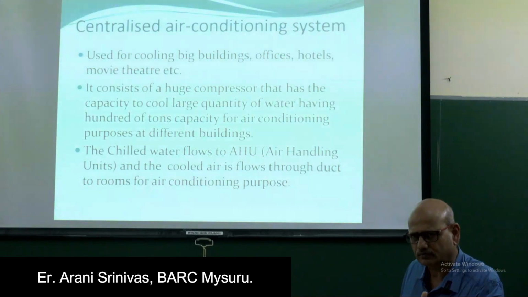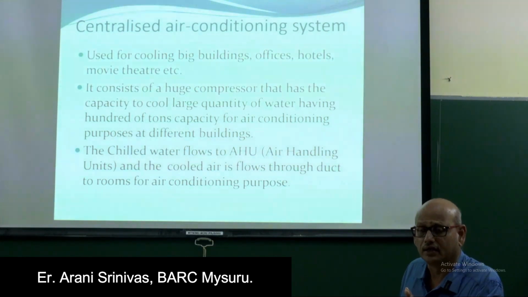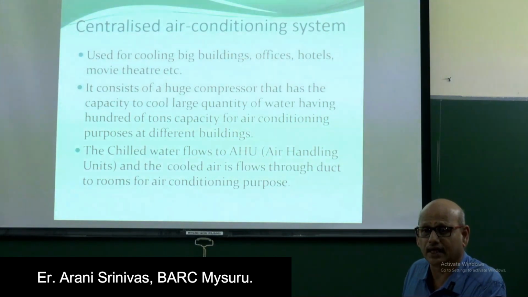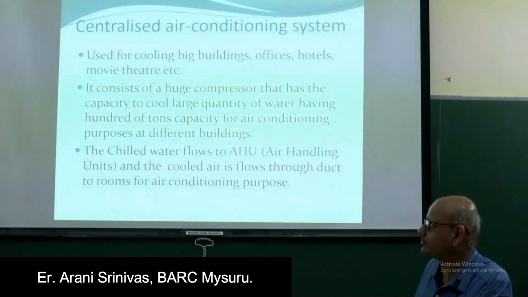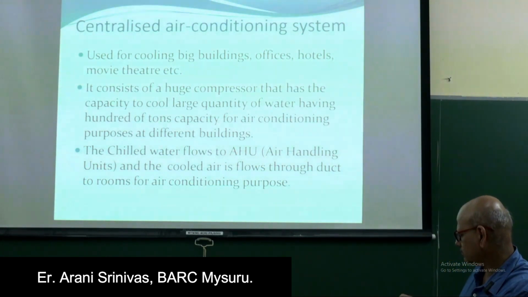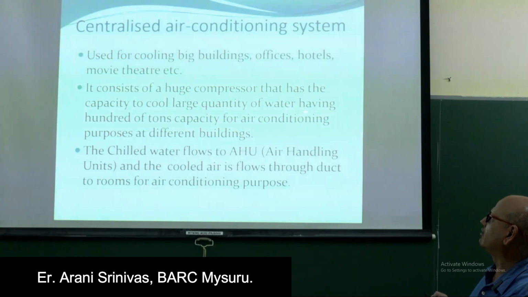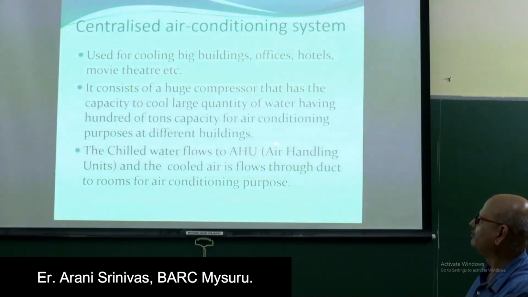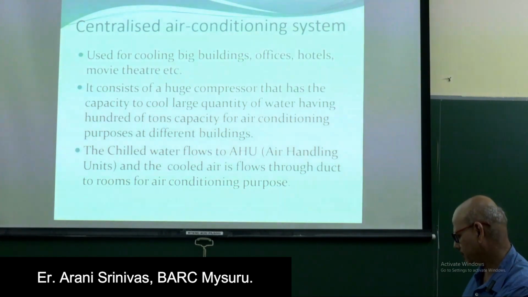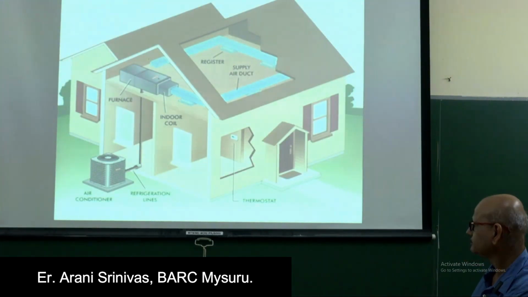These are used where very huge loads, like 165, 170, 100, 200, 300 TR, are there. There we use these centralized air conditioning systems. Chilled water flows. See here, it consists of huge compressors that have the capacity to cool a large quantity of water, having hundreds of tons capacity for air conditioning purposes. The chilled water flows to the AHU, and the cooled air flows through the duct to the rooms. See, this is the typical one, it can be sent to different places. Here is the centralized air conditioning system.